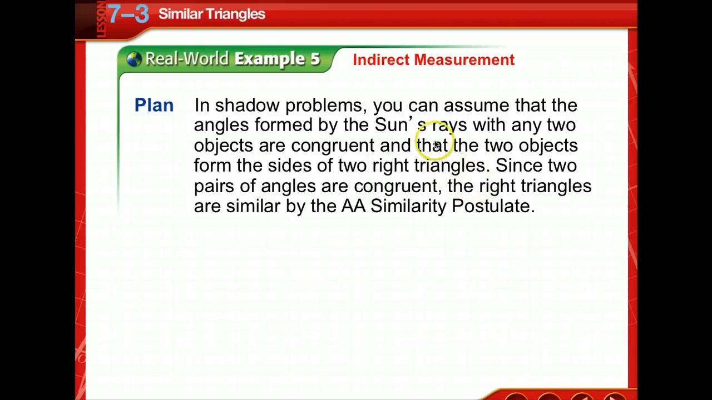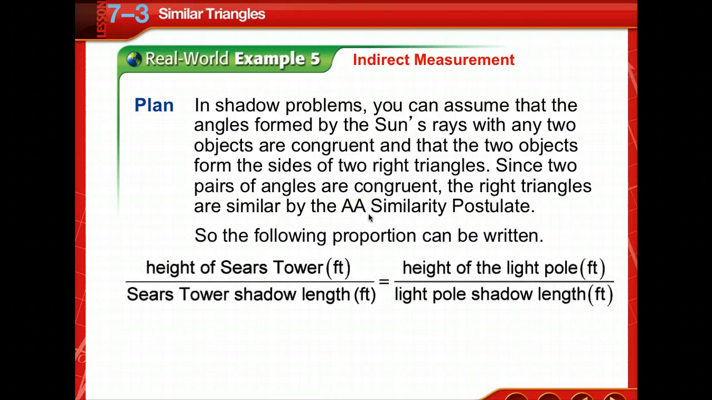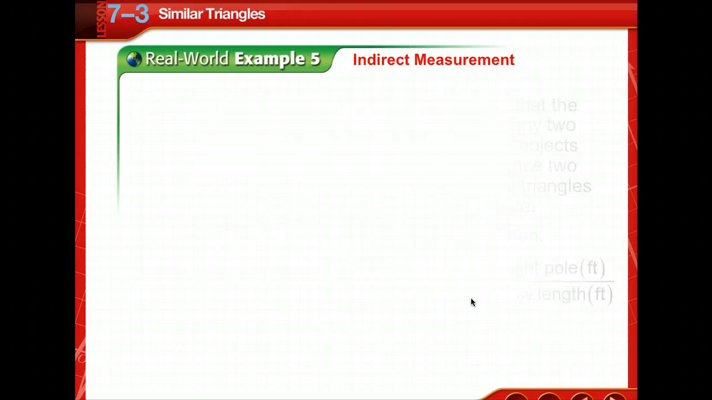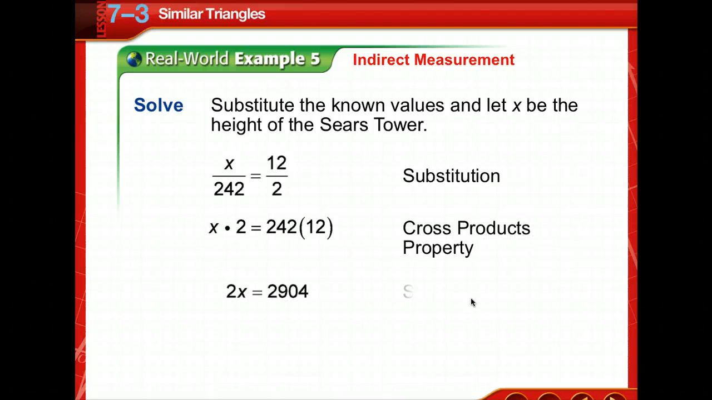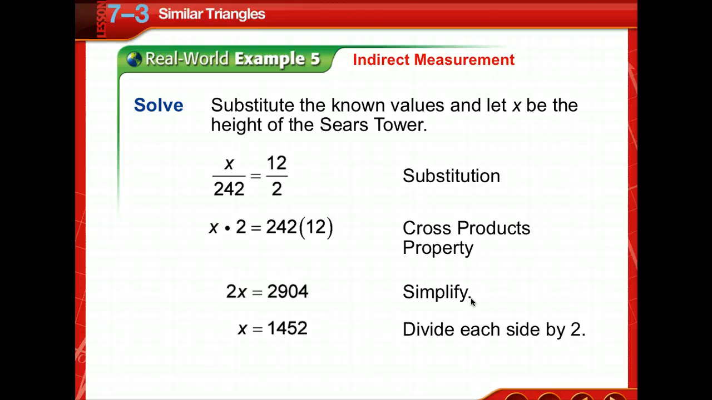Okay, in shadow problems, you can assume that the angles formed by the sun's rays with any two objects are congruent, and that the two objects form the sides of two right triangles. Since two pairs of angles are congruent, the right triangles are similar by the angle-angle similarity postulate. So the following proportion can be written. The height of the tower over its shadow is equal to the height of the light pole over its shadow. Just substitute in the values. Use cross products property and simplify and solve for x.